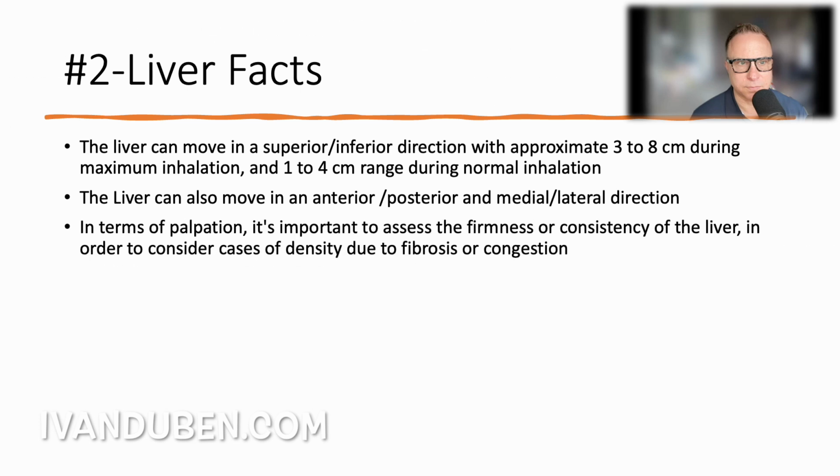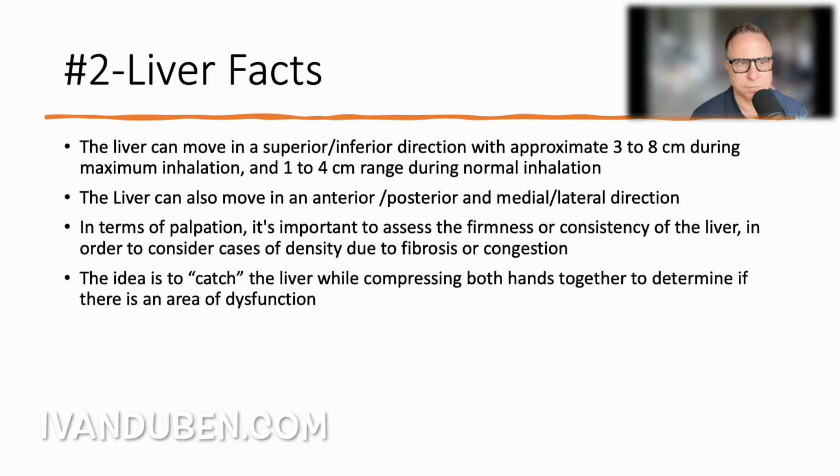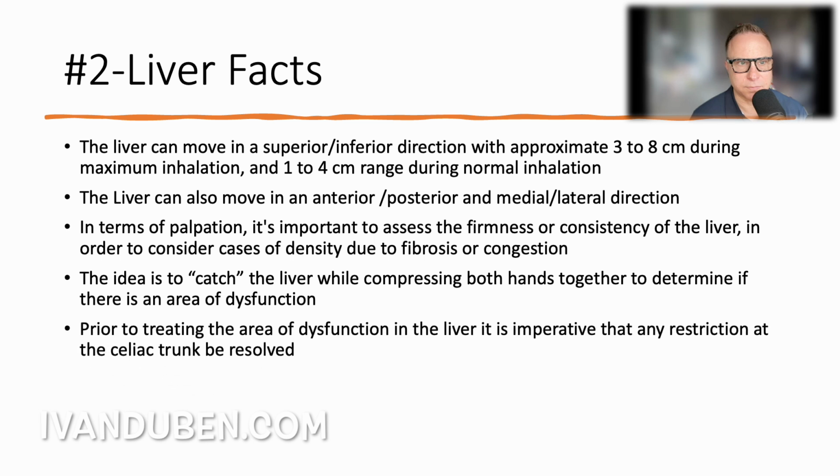In terms of palpation, it's important to assess the firmness or consistency of the liver in order to consider cases of density due to fibrosis or congestion. The idea is to, quote, catch the liver while compressing both hands together to determine if there's an area of dysfunction. Prior to treating the area of dysfunction in the liver, it's imperative that any restriction at the celiac trunk be resolved. Easier said than done, but that is something that I'll be covering as we progress into the celiac area in the next presentation.